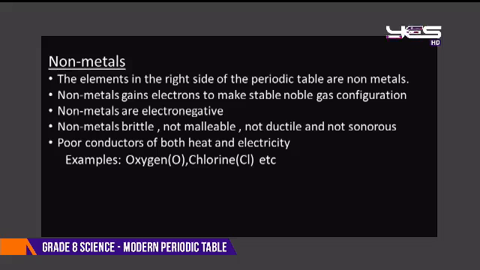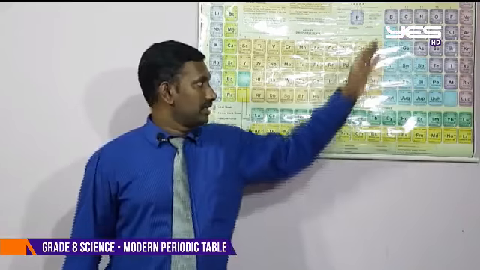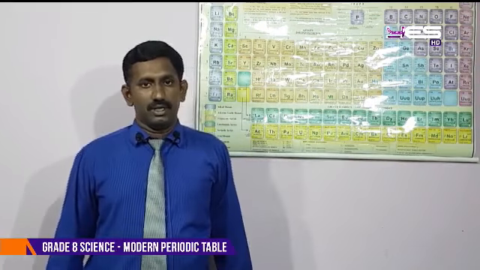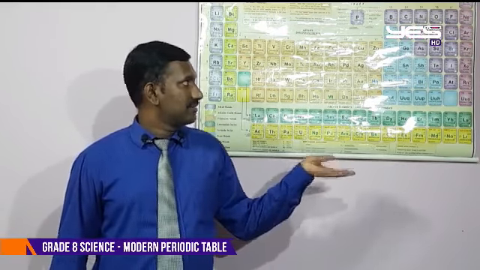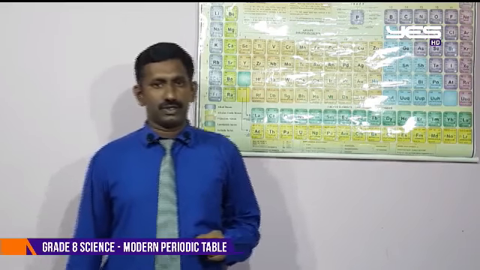Yes. Then non-metals are brittle, that means they break easily. Then they are non-malleable and non-ductile, and not sonorous. They are poor conductors of both heat and electricity. These are the properties of non-metals. Some examples of non-metals are carbon, nitrogen, oxygen, fluorine. All these non-metals contain less than 8 electrons in their outermost shell.